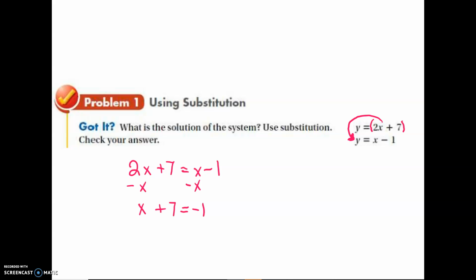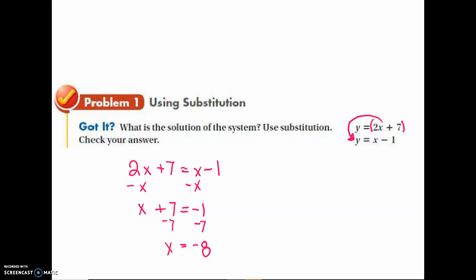Then we're going to subtract the 7. So we would end up with x is negative 8. Now remember, that is only half the problem. We also have to solve for y.